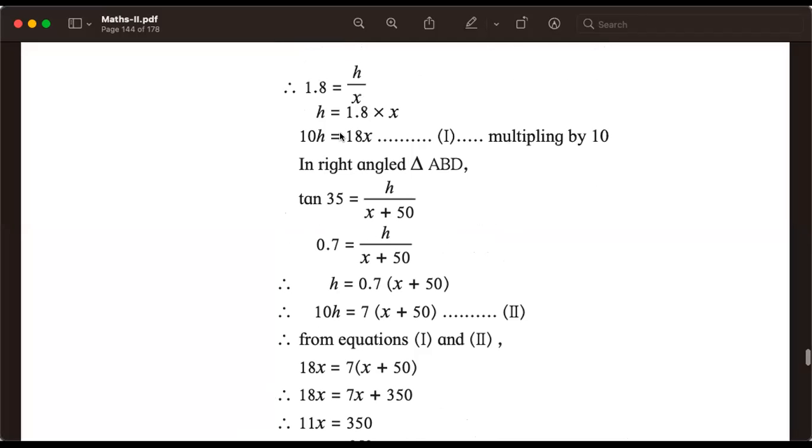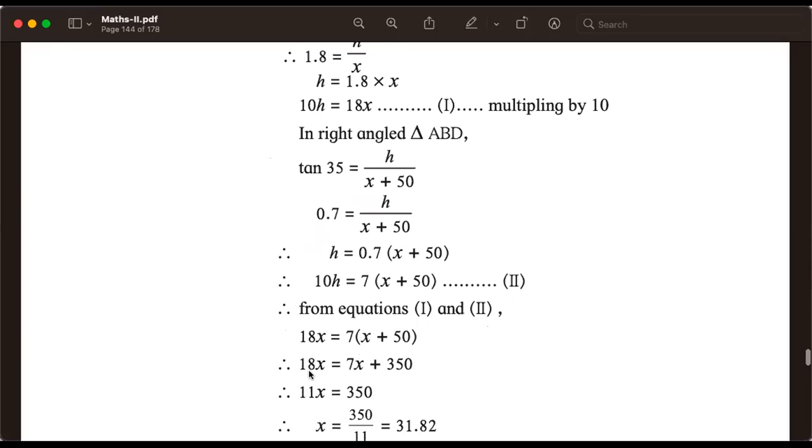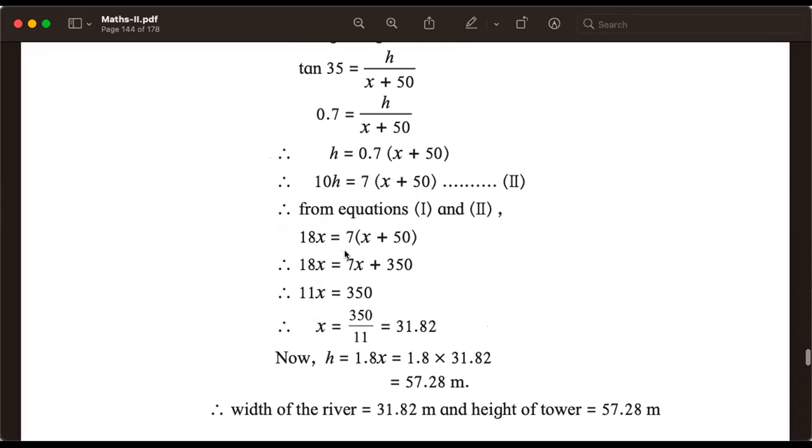So we have two equations. One is 10h equals 18x, and second one is 10x equals 7 multiplied by x plus 50. This is another reason why we multiplied by 10. We wanted to make it 10h. Now we have two linear equations in two variables, and using the substitution method, we are taking 10h equals 18x and putting it here. So in place of 10h, if we write 18x, then the equation becomes 18x equals 7 into x plus 50. Now this is algebra.